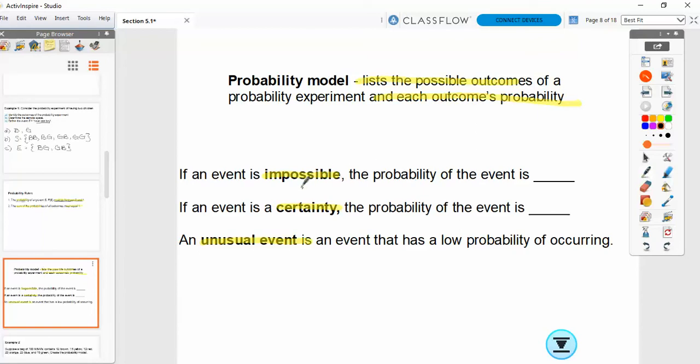When something is impossible, what do you think the probability is? 0. If it cannot happen, it has a probability of 0. If it is certain, that means it will for sure happen, what would be the probability? 1. So if something has a probability of 1, it is a certainty. There is no other option. There is a 100% chance that this is the case.